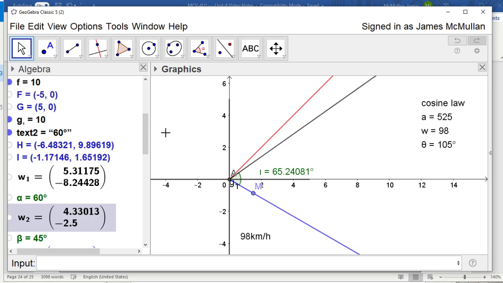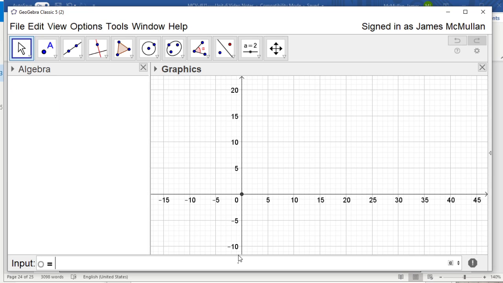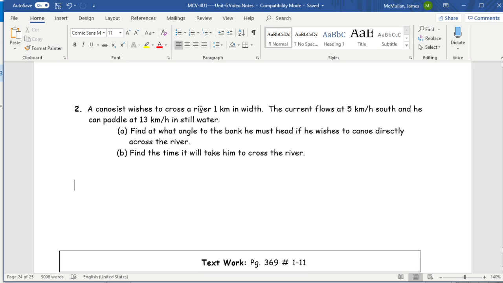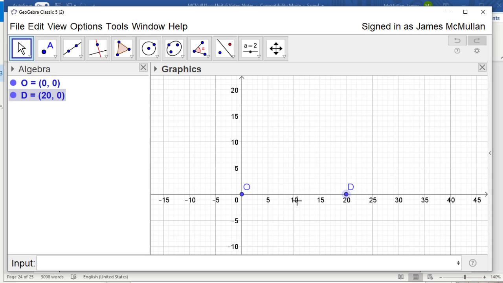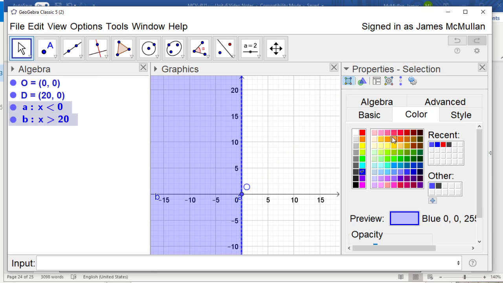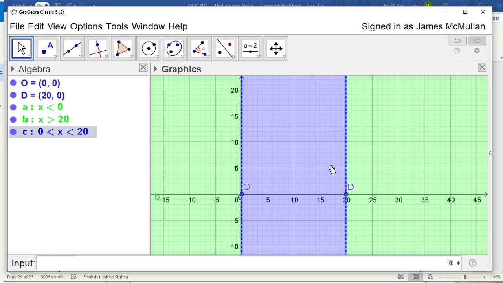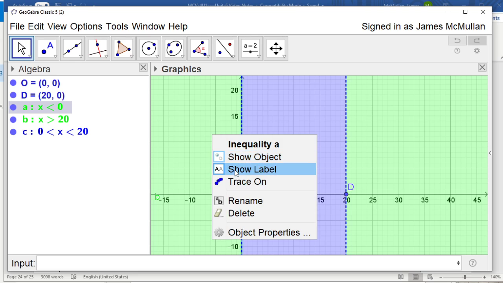So again, let's make a new sheet and see if I can learn from my mistakes. His origin, let's say, is at 0, 0, and his destination is across the river. Let's just say 20, 0. It says it's 1 kilometer in width, but 1 kilometer is going to be too small to demonstrate what I want to show. So here's the river. Let's quickly draw the river. x less than 0, x greater than 20, we'll make these land, and 0 less than x less than 20 will be the river. Okay, so here he is at point A. He wants to get across to point D.